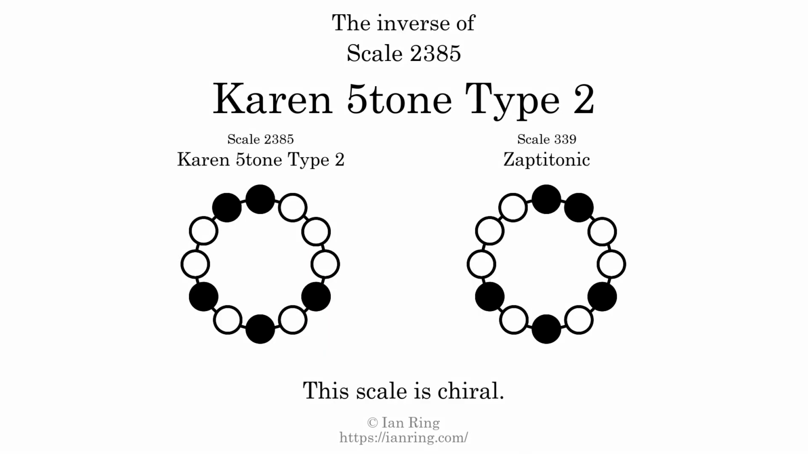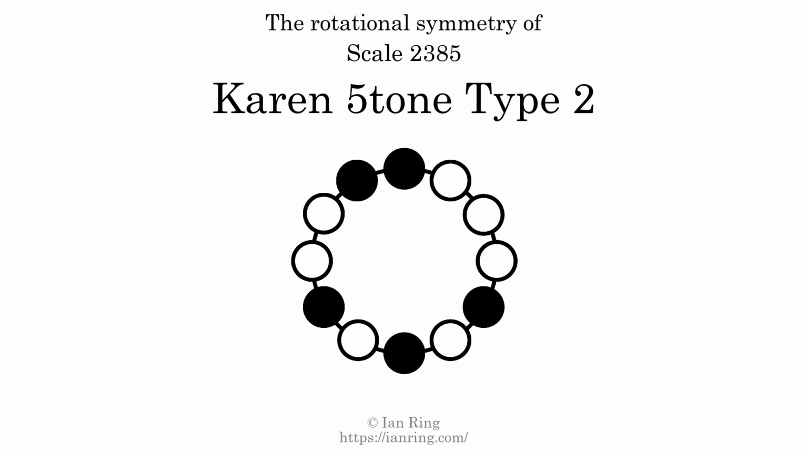The inverse of a scale is a mirror image. It is what you get when the sequence of intervals is reversed. The inverse of this scale is scale 339, also known as pentatonic. This scale is chiral. It cannot transform into its inverse by rotational transformation. This scale has no rotational symmetry.